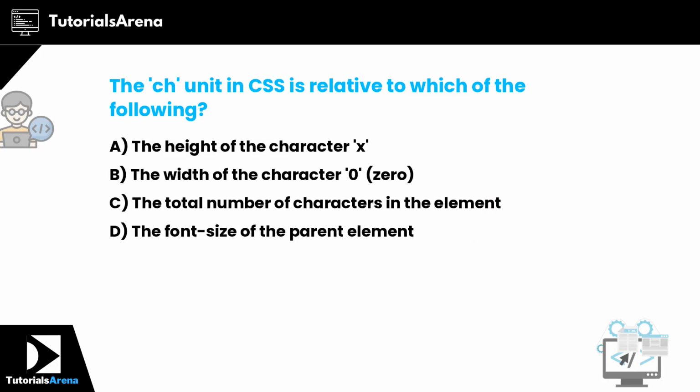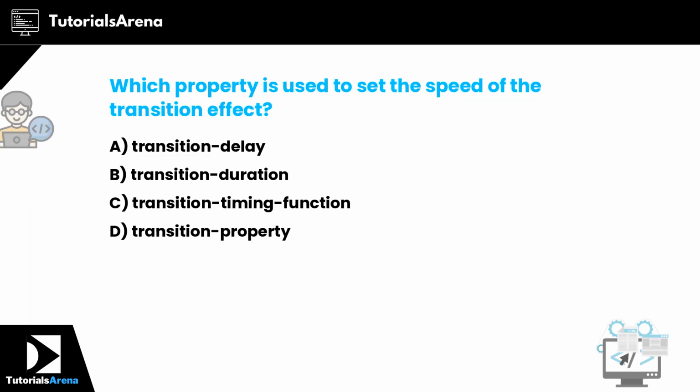The ch unit in CSS is relative to which of the following? The correct answer is option B, the width of the character 0. Which property is used to set the speed of the transition effect? The correct answer is option B, transition-duration.